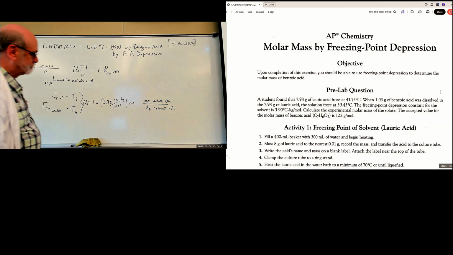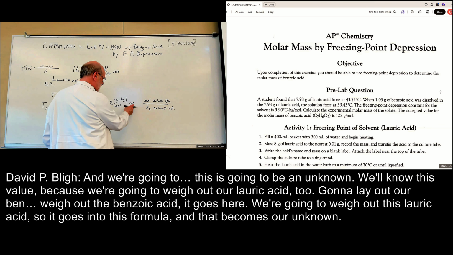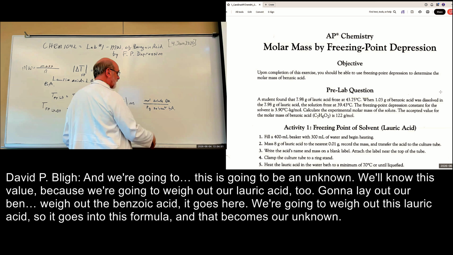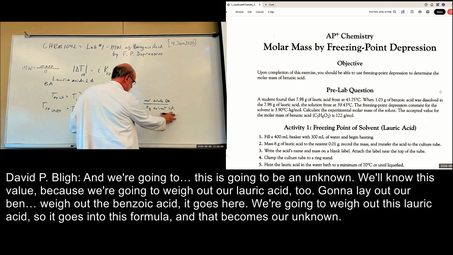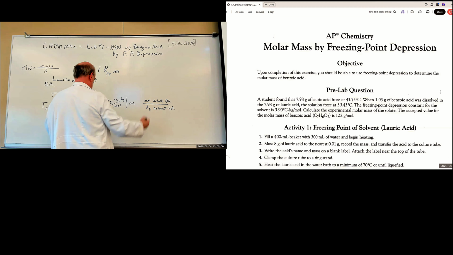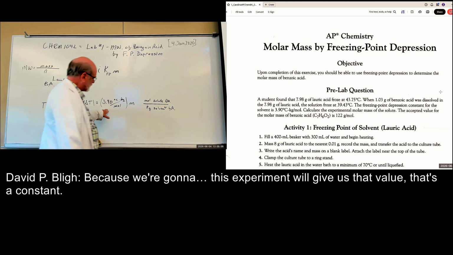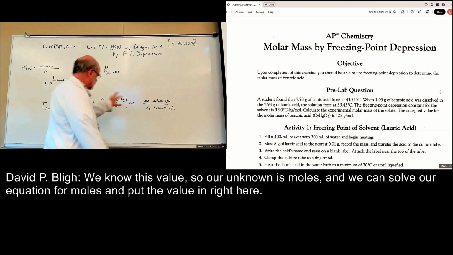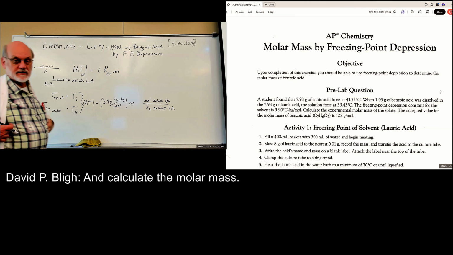And this is going to be an unknown. We'll know this value, right? Because we're going to weigh out our lauric acid too. We're going to weigh out the benzoic acid, it goes here. We're going to weigh out this lauric acid, so it goes into this formula, and that becomes our unknown. Because this experiment will give us that value. That's a constant. We know this value, so our unknown is moles, and we can solve our equation for moles and put the value in right here and calculate the molar mass.